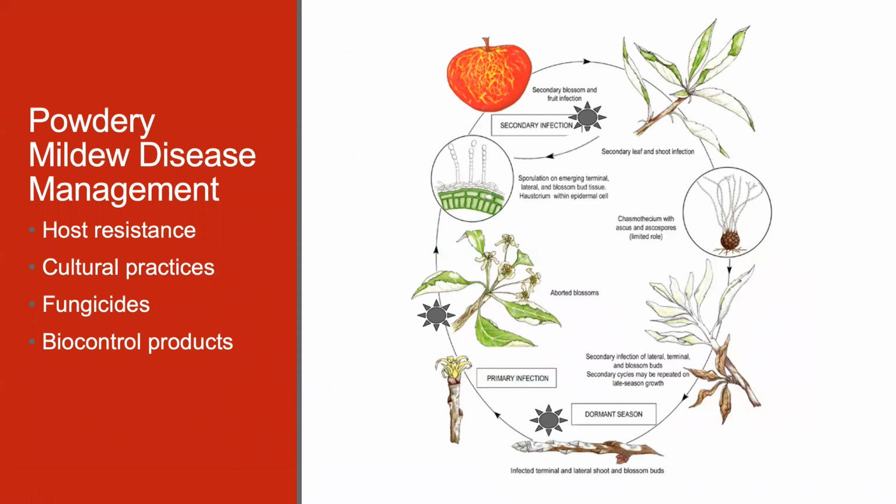Integrated management of powdery mildew includes the use of resistant varieties, cultural practices, fungicides, and/or biocontrol products. Management targets reducing the primary inoculum in the orchards and the spread of the primary and secondary inocula. Management of powdery mildew begins during the dormant season and continues through harvest, as shown by the gray stars on the disease cycle. So you're going to be initiating management down here at the dormant season, and you're going to be continuing all the way through to harvest.